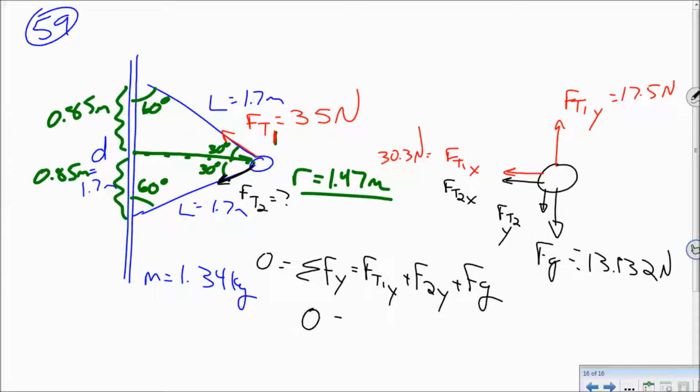So 0 equals 17.5 plus force of tension 2 in the y direction minus 13.132, right? Would it be minus FG21? Right, yeah. Oh, I gotcha. No, I'm going to put plus, and then the math will tell me that it's negative. Okay.